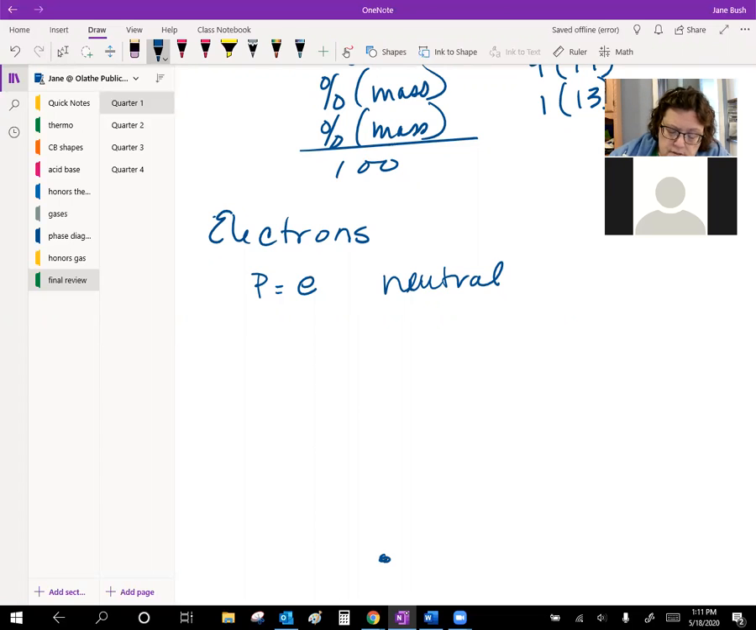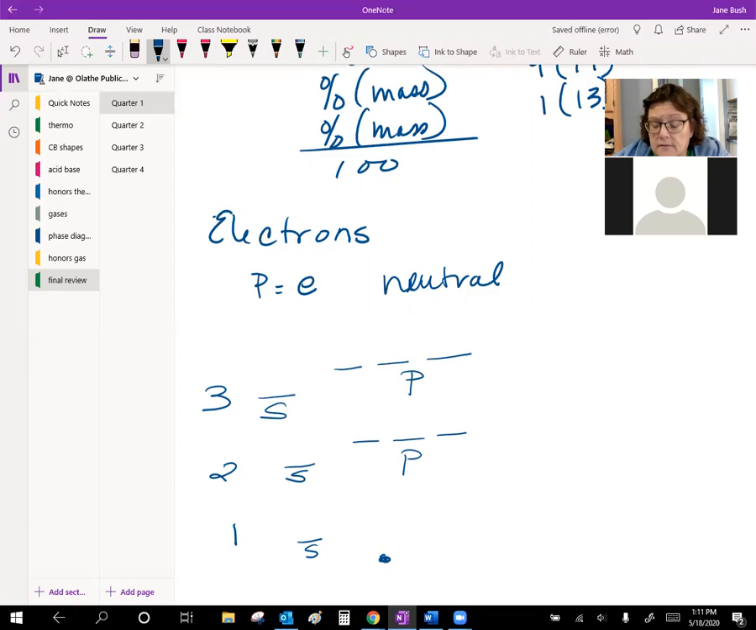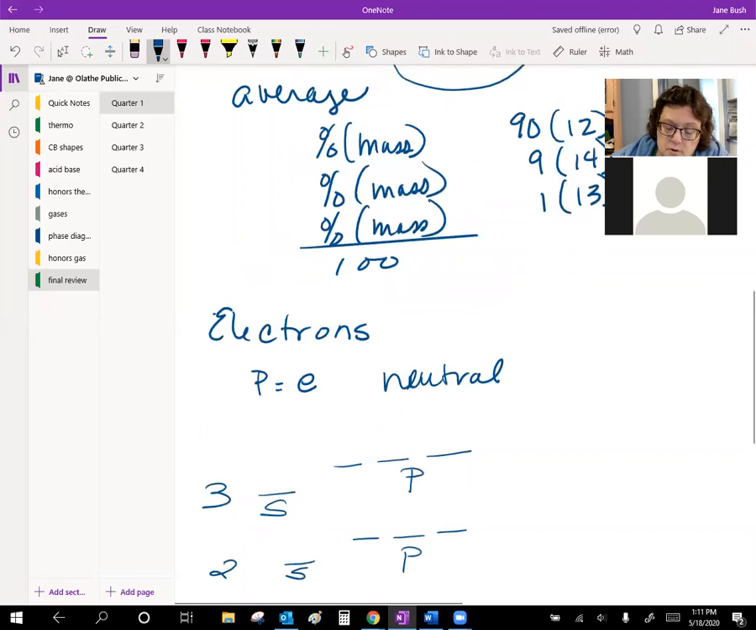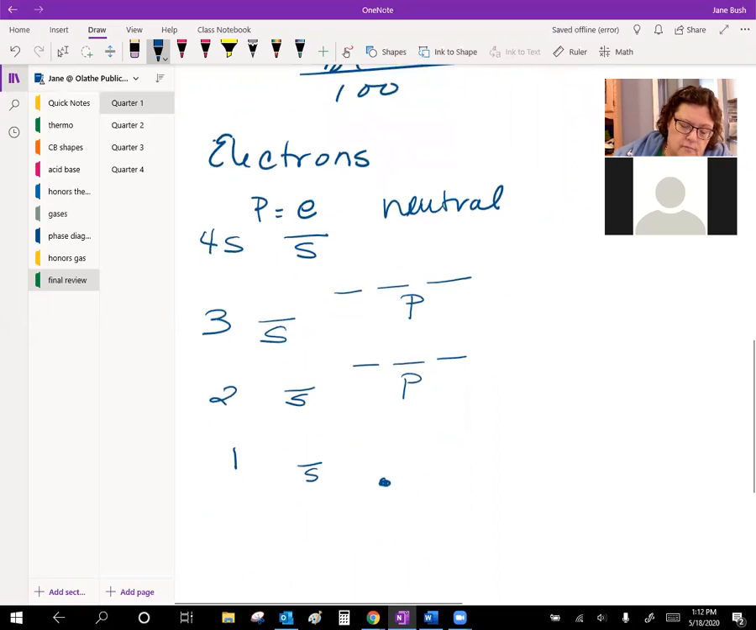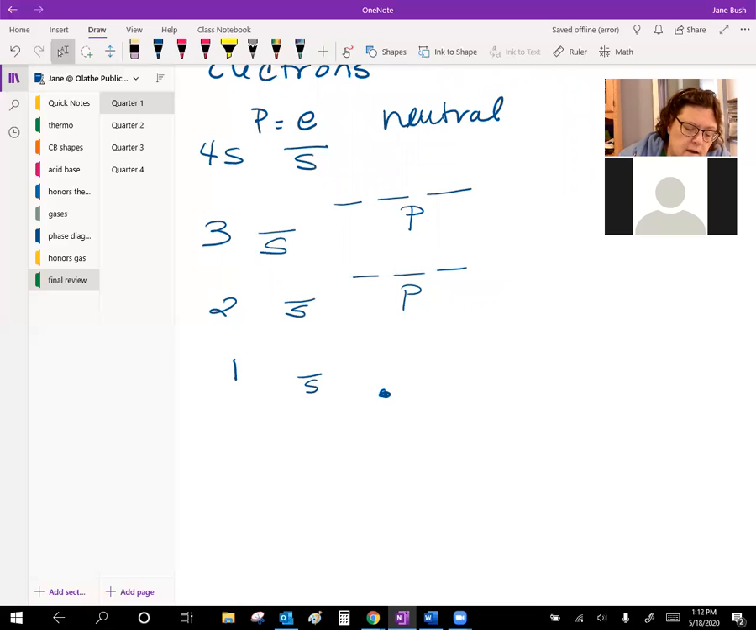If this is our nucleus, you have the first energy level, which has an S room. The second energy level has an S room and then 3 P rooms. The third energy level has an S room, 3 P rooms, and then it has 5 D rooms, but those 5 D rooms don't fill until the 4S room does, because of energy level.